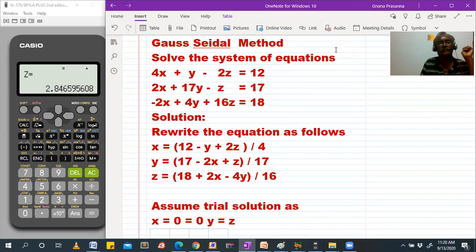Good morning, all. In the last class we solved systems of equations by the Gauss-Jacobi method. In this class, we are going to discuss one more method called the Gauss-Seidel method. This is also an iterative method.